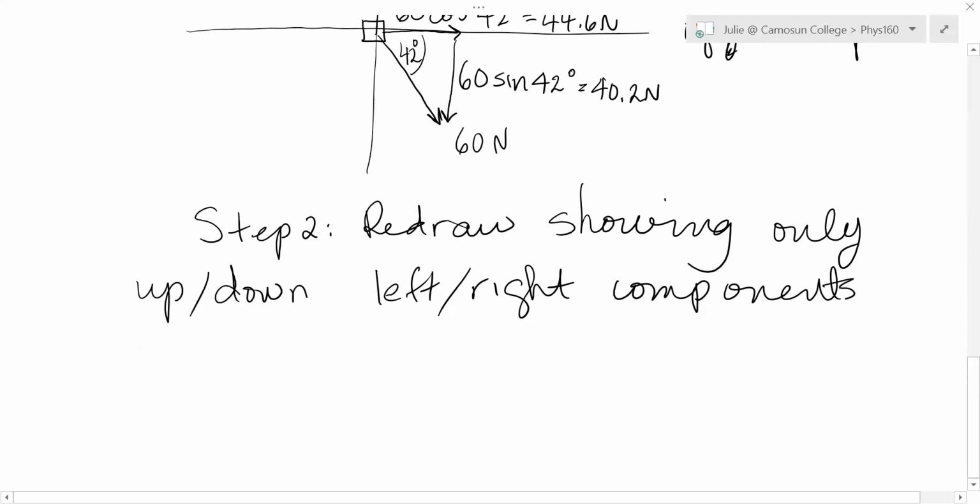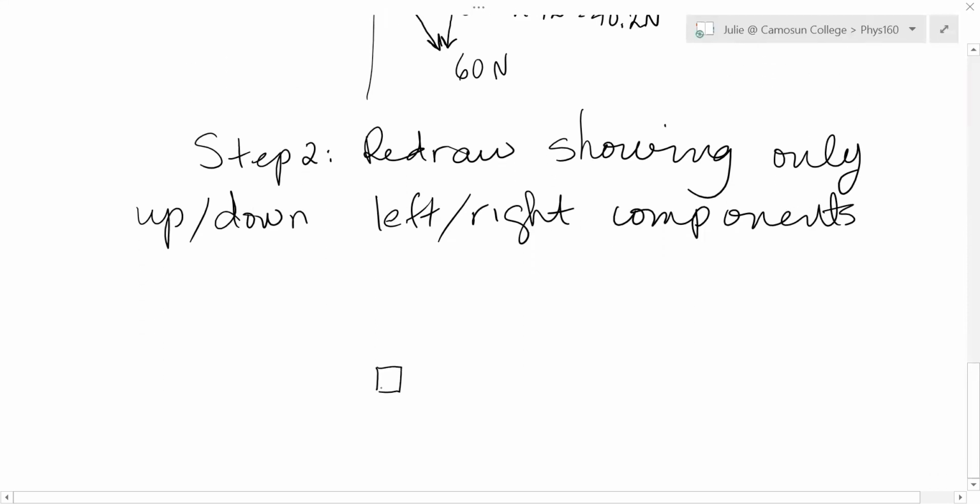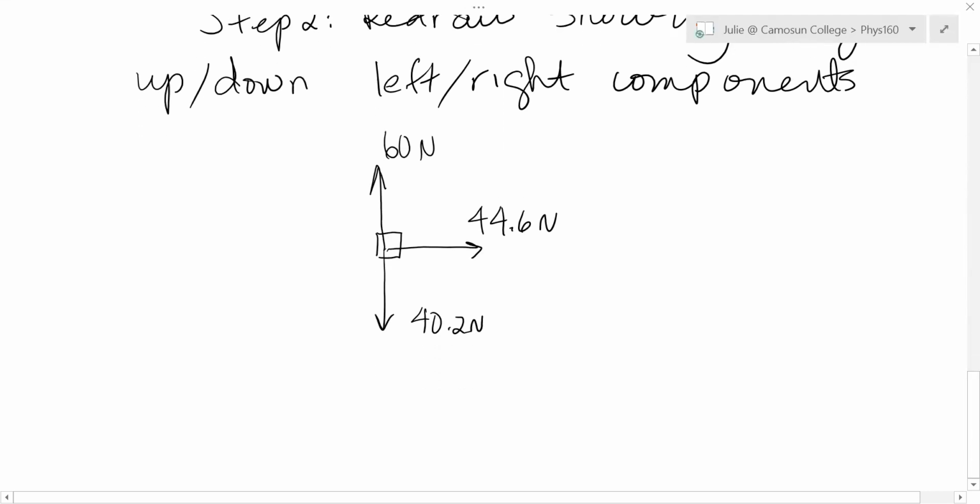We know it's doing two things. So we still have that quadricep tendon up here. But now the patella tendon is doing two things. It's pulling right with 44.6, and it's pulling down with 40.2. And now the question is, just like the one I talked about at the beginning of the video, what forces do you need to put that into equilibrium?